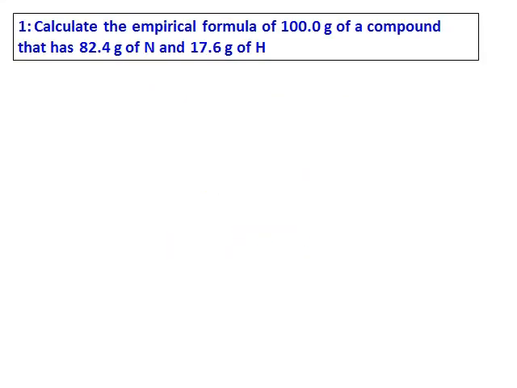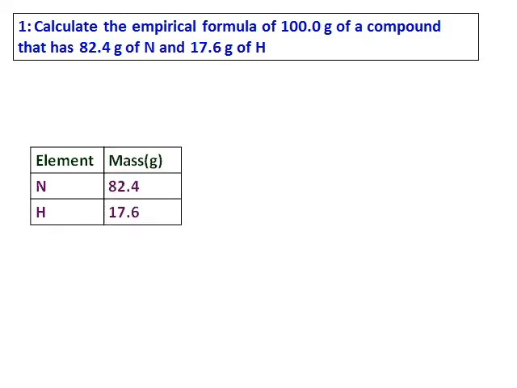The first question: calculate the empirical formula of 100 gram of a compound. It has 82.4 grams of nitrogen and 17.6 grams of hydrogen. To proceed, first just write down what is given. Write down in a column the element nitrogen and hydrogen. Next, write down the masses given, 82.4 and 17.6. Then write down the atomic mass.